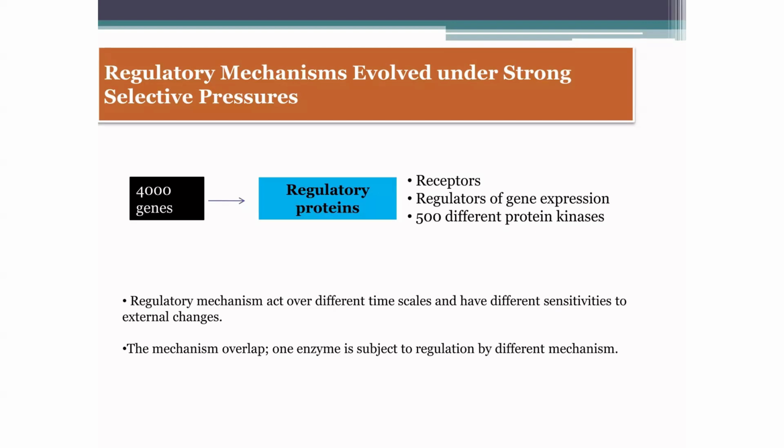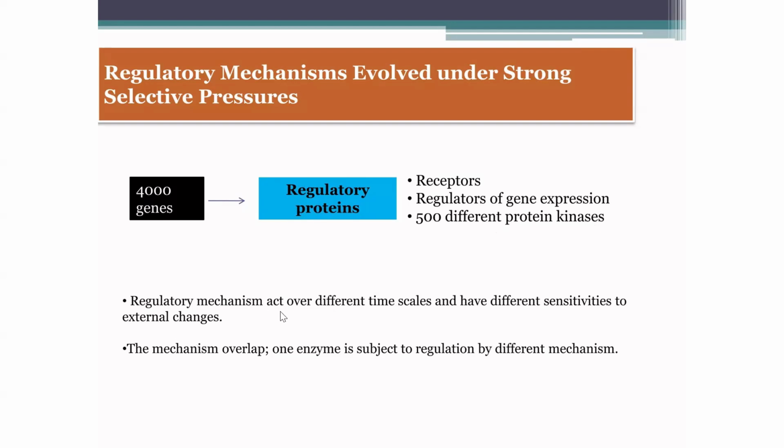So to control the chemicals that kill them using their own mechanisms is actually a regulatory system. Now, for example, let's say we have 4,000 genes. Those 4,000 genes lead to the generation of regulatory proteins. And the regulatory proteins can be receptors, can be regulators of gene expression, and maybe 500 different protein kinases.